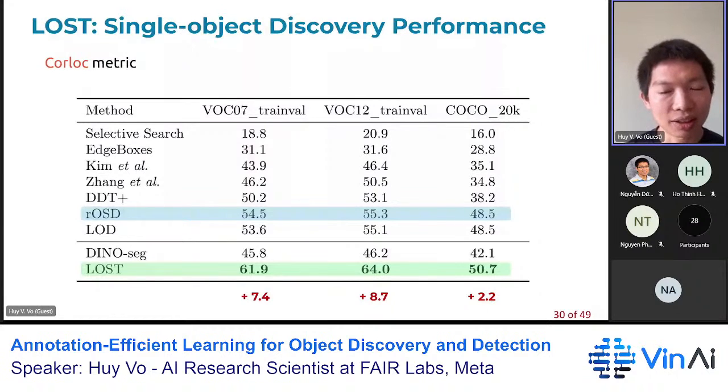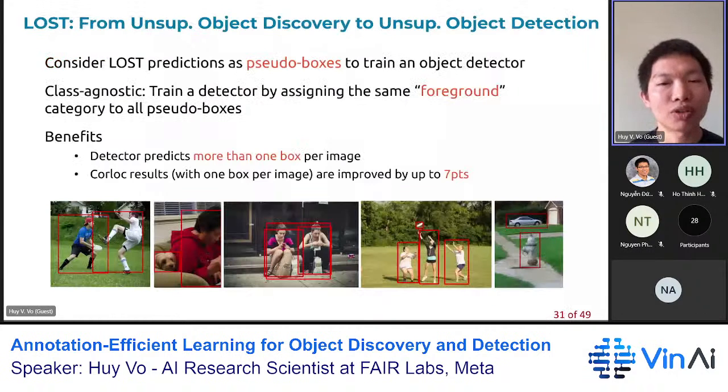But we can do more than localizing only one object per image. We propose to use the output of LOST to train an object detector in a class-aware or class-agnostic way. In the class-agnostic fashion, we consider that there are only two object classes, objects and non-objects, and we consider the outputs of LOST as instances of the object class. And after training the detector, our detector can discover more than one object per image, as we can see here. And when we compute the CorLoc in the single object discovery, it also pushed the CorLoc score up by 7 points.